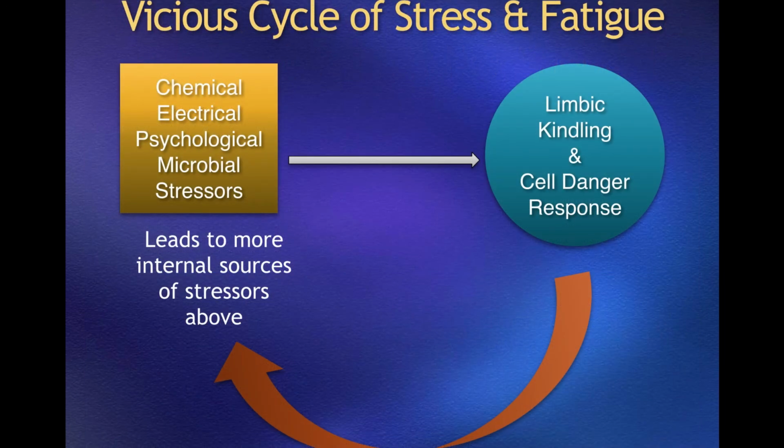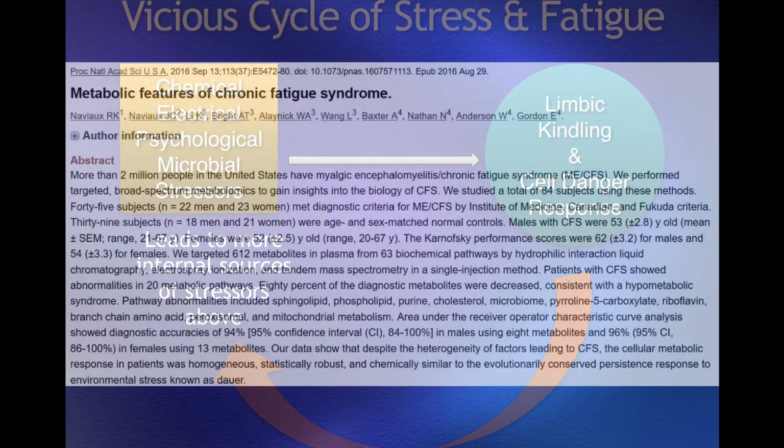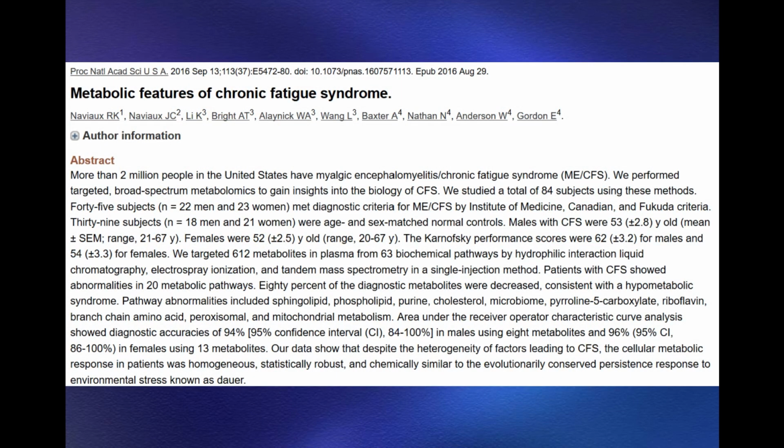So this is how we have this chronic kind of loop. The limbic kindling and the cell danger response lead to more internal sources of stressors. The amygdala is listening to that. Chemical, electrical, psychological, microbial stress will lead to more limbic kindling and the cell danger response. So that's how somebody gets chronically ill.